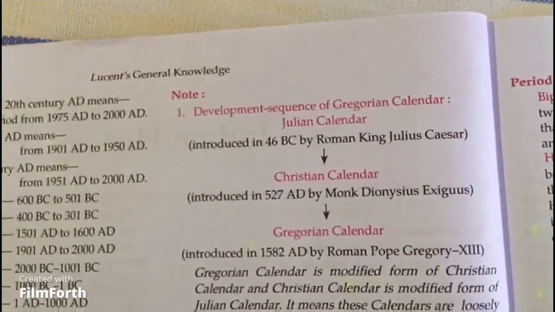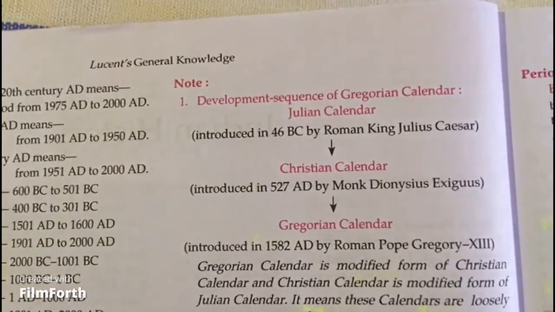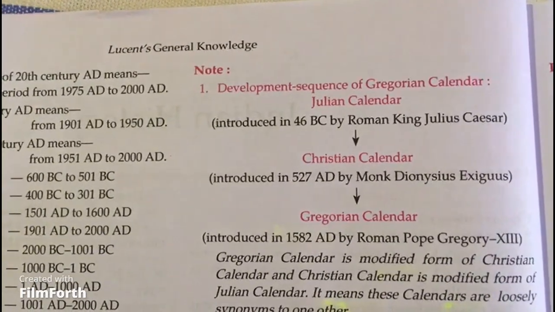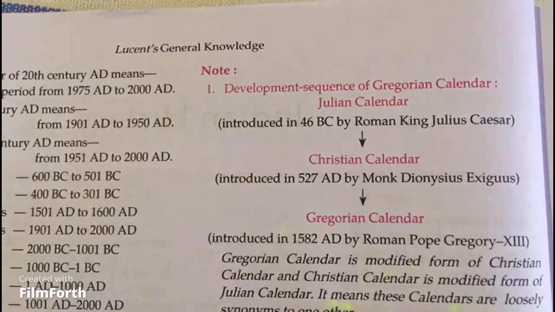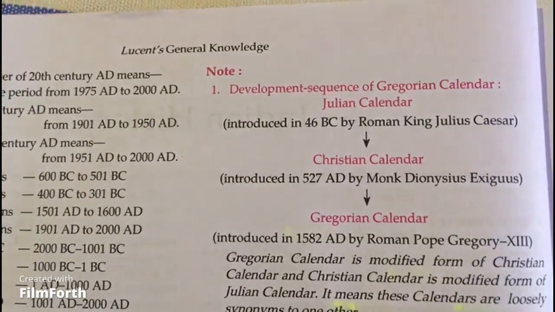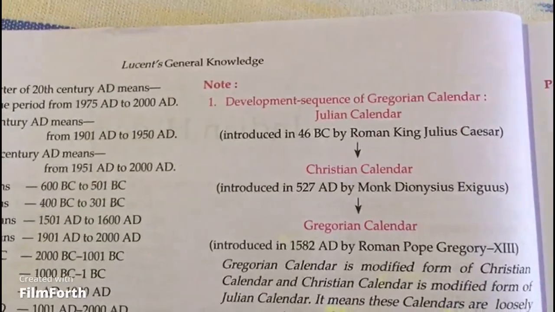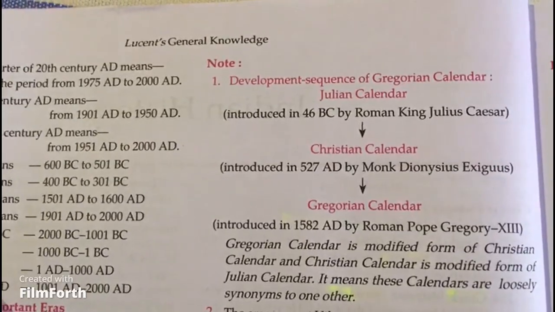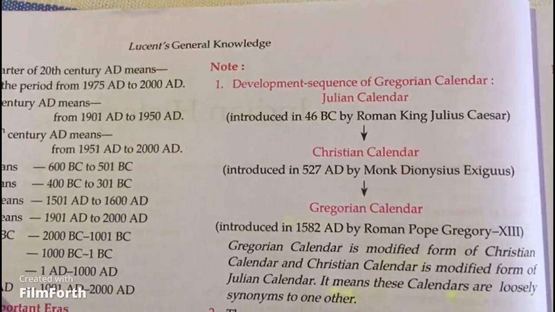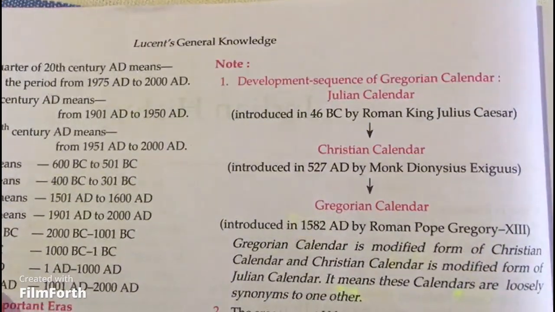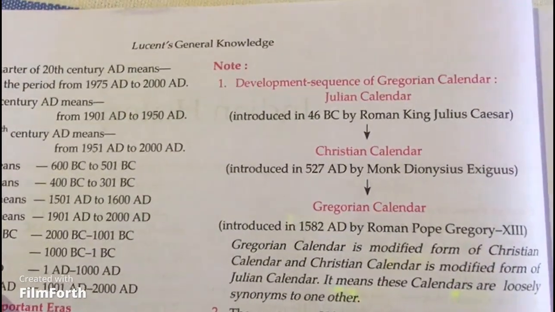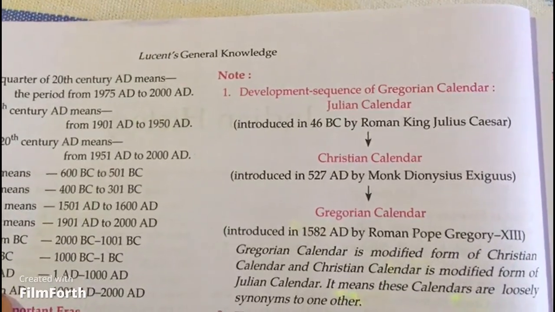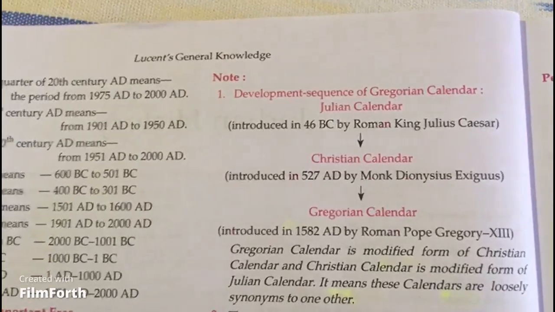So now let's know the development sequence of the Gregorian calendar. This calendar evolved into three types: Julian calendar, Christian calendar and Gregorian calendar. Julian calendar was introduced in 46 BC by the Roman ruler Julius Caesar. Christian calendar was introduced in 527 AD by the monk Dionysius Exiguus.